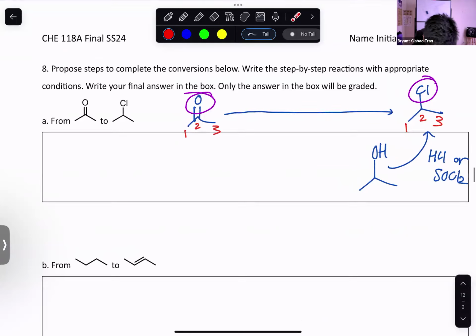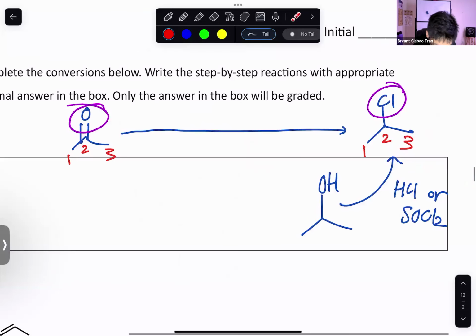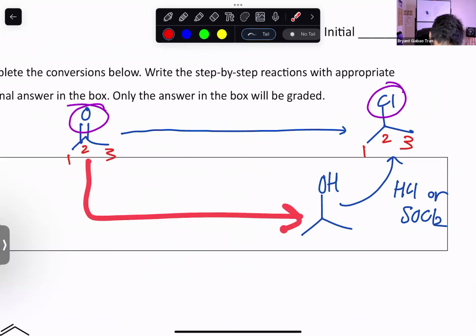Okay. So now, to go from here to here, what is that transformation called? Did we oxidize it? Did we reduce it? Did we do an acid-base reaction? Did we do an SN2, SN1, E1, E2 reaction? Reduction, right? And what reducing agents do you know that can do that reaction?